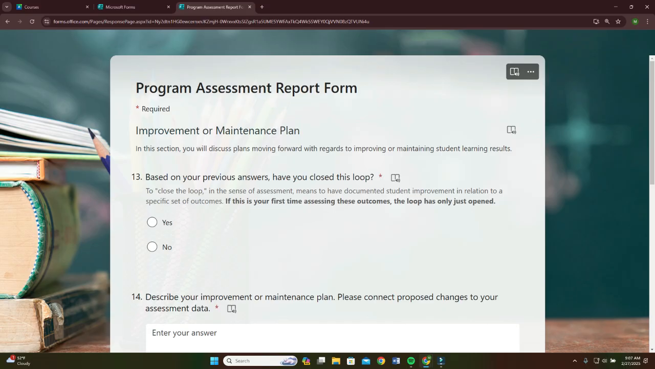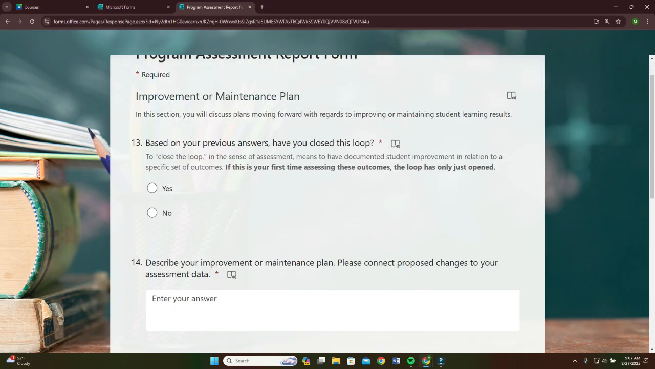To close a loop in the sense of assessment means to have documented student improvement in relation to a specific set of outcomes. Now, this is the first time we're using this form, and especially not just in preparation for an accreditation visit, but just to make sure that we've got cataloged examples of successful assessment stories in terms of our programs and student learning. We want to make sure that we can have cohesive stories. Now, because it's the first time we're doing it, the loop has only just opened. So no one is closing a loop yet.